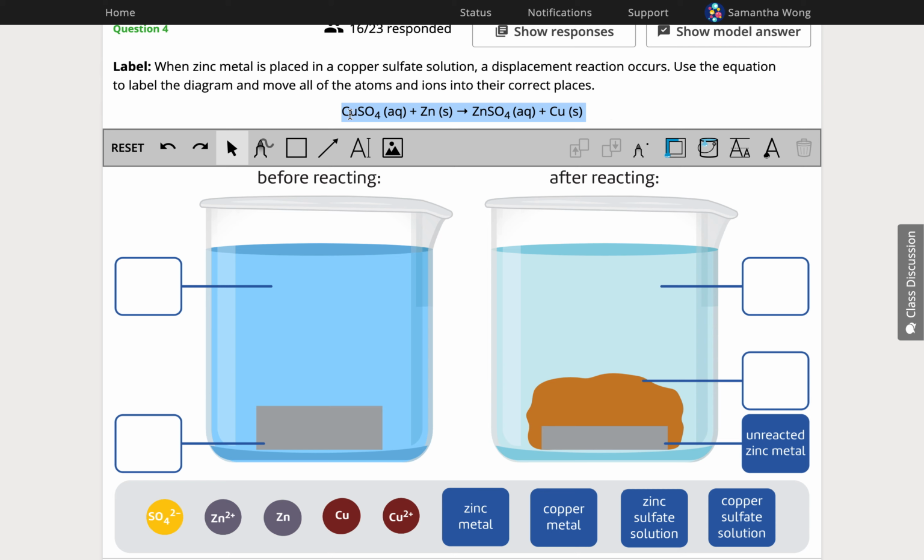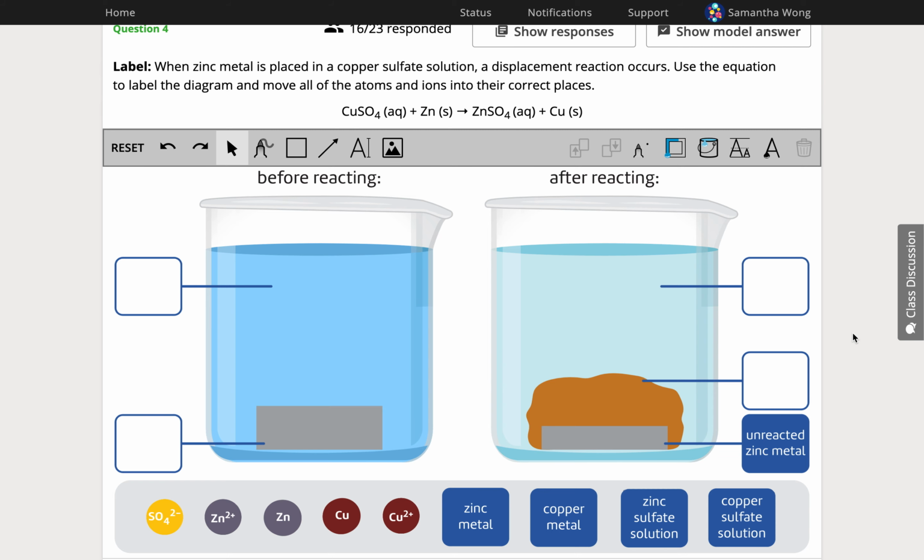We are told that we have a solution of copper sulfate. We know it's in solution because it's aqueous. We know it reacts with a solid piece of zinc, so solid (s) zinc, to form a solution of zinc sulfate, so ZnSO4. We know it's solution because of the (aq), plus copper solid.